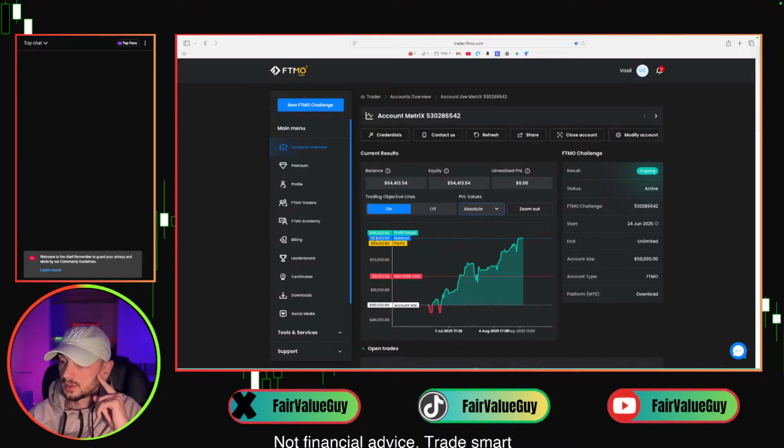The absolute is 54,400, so we need $600 to pass this account, or 0.2 percent. It's a Monday, so we have to be careful as well, but we need only one decent trade. Even 1-to-1 won't be bad.